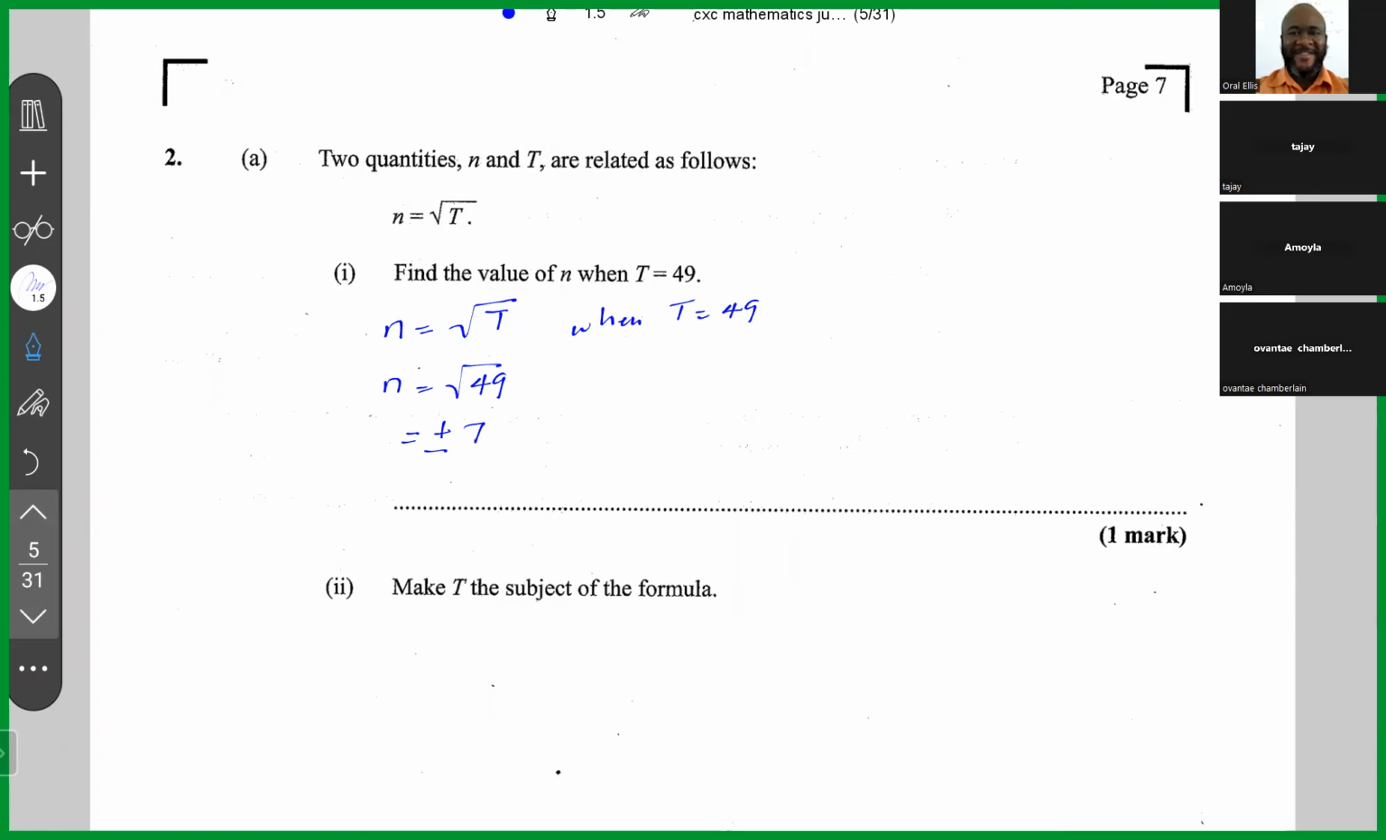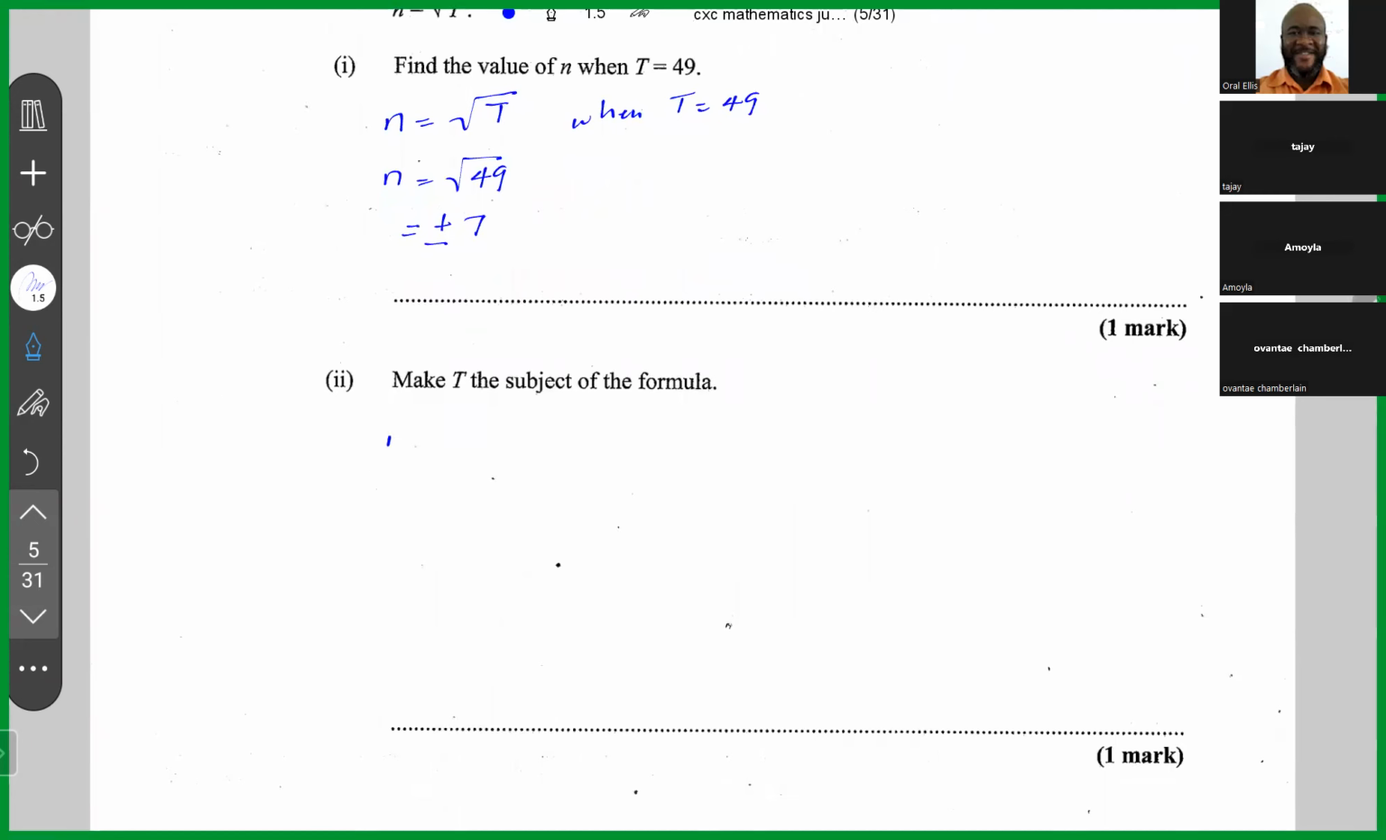Next, we're asked to make T the subject of the formula. So we have N is equal to the square root of T, and we want to make T the subject. Now, if T is the subject, we need to have T by itself on one side. So the first thing I'm going to do is to get rid of the square root sign. And the way to do that is to square both sides. So if I square both sides, I'm going to get N squared is equal to T. Turn that around, you get T is equal to N squared.